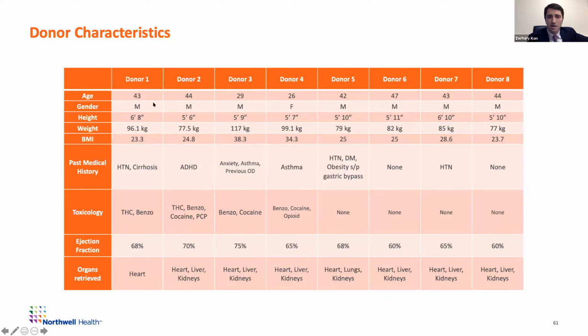Our donors were, I think, maybe a little bit older, but again, relatively conservative for being our first experience utilizing these hearts. So some of them were in their 20s, but most of them were in their 40s. Our age limit technically is 65, although I don't think we will be using anyone in that upper echelon of donors. Many of them were overdoses.